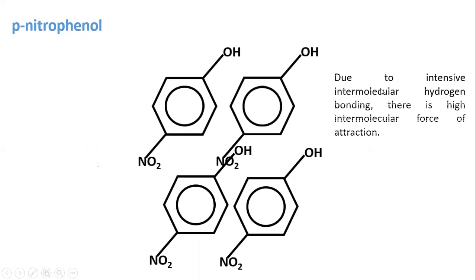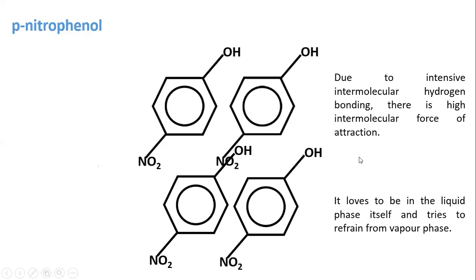Due to this intensive intermolecular hydrogen bonding and the increased intermolecular force of attraction, it will love its liquid phase over its vapor phase. It will love to be in the liquid phase itself and will not go to its vapor phase. They love to interact with each other rather than being contained in themselves, and that is the reason forcing them to be in the liquid phase. So this is the case of p-nitrophenol.